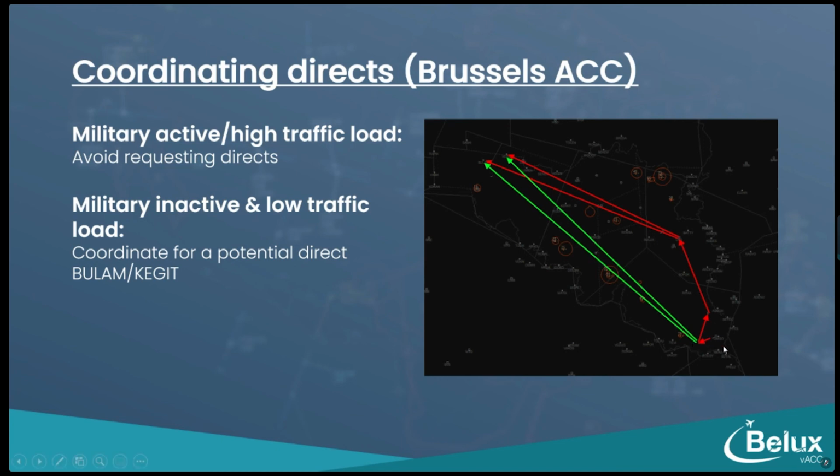But again, it depends on the situation. Also, the high traffic load and low traffic load over here really refer to the traffic load for Brussels control at the moment. If Brussels control is basically empty or has not much traffic, it's possible. I always do it from time to time, asking a direct over there to cut a piece. But indeed, it really depends on the controller and the situation. So yeah, coordinate well and know what each controller wants.